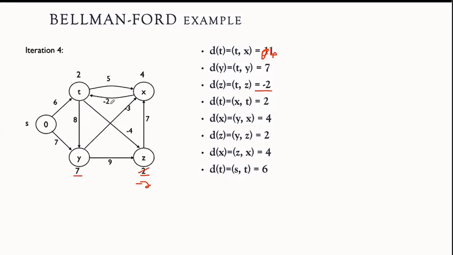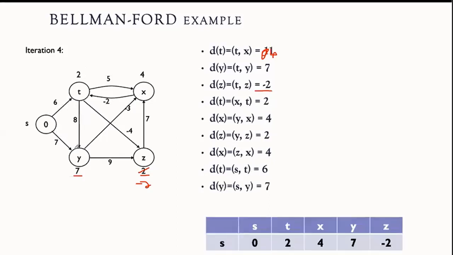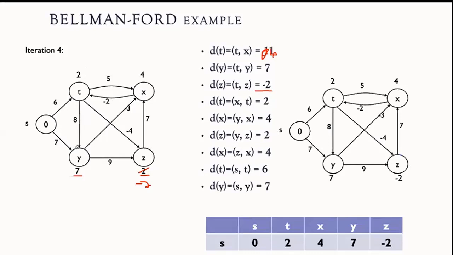S to t, 2 is less than 6, no changes. S to y also no changes. So this is the new distance and this will be the final graph after iteration 4. In this graph you can see 5 vertices. We took 4 iterations, and in each iteration there were some changes happening. So this is the shortest distance from S to all other vertices in the graph. Finally, at the end of the 4th iteration, we got the shortest distance from the source vertex.